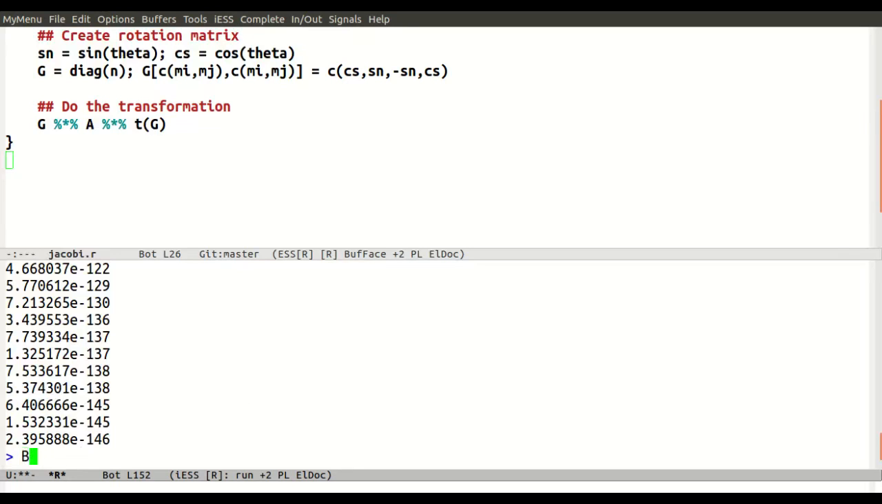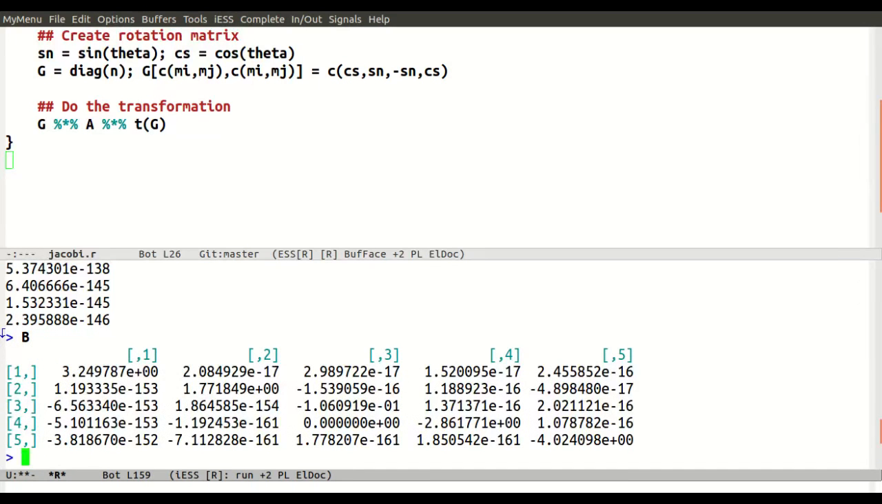Excuse me. So let's take a look at our B. After all this transformation, you will notice that all these off diagonal entries are effectively zeros, and these are the eigenvalues. Therefore, this is one eigenvalue, 3.249, etc. This one is 1.77. This one is minus 1.06. Oh, there is a 10 to the power minus 1, so it is minus 0.106. This is minus 2.86. This is minus 4 point, etc. So this is what we get.